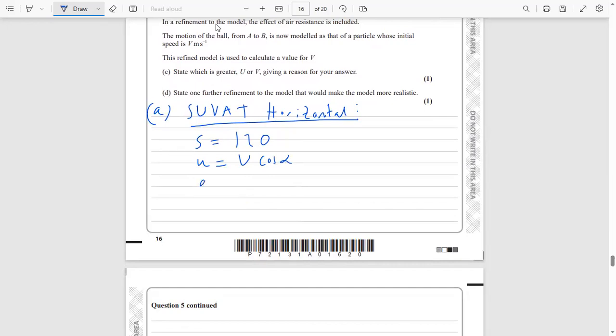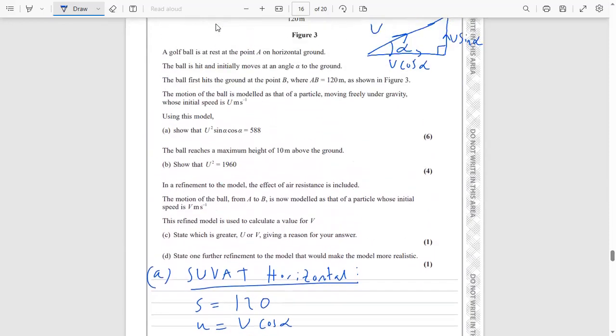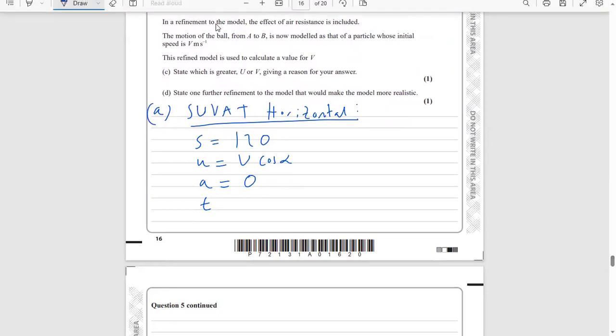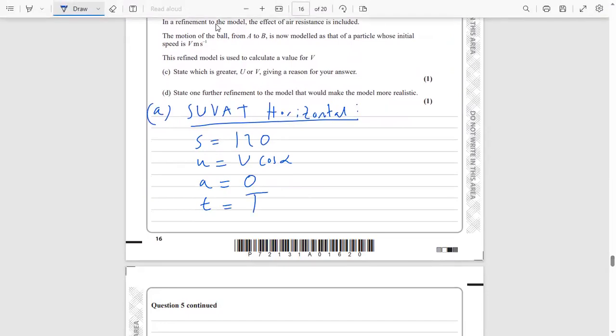Now, what about our acceleration? Horizontally with the SUVAT equations, remember, there is no acceleration. It's just a constant speed horizontally, and it's always going to be the case with these questions. And then the time taken, we're not told anything about the time taken, are we? Let me just read the question again. No, we don't know that. So I'm just going to call the time capital T.